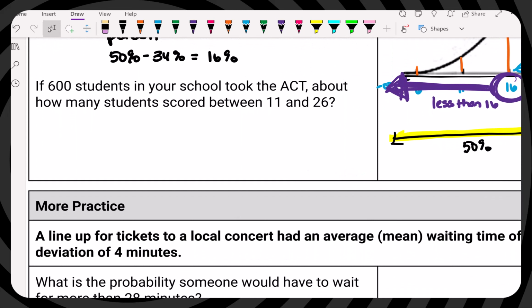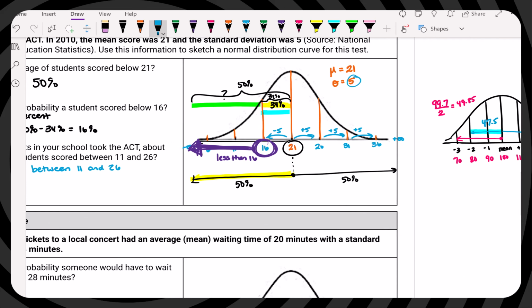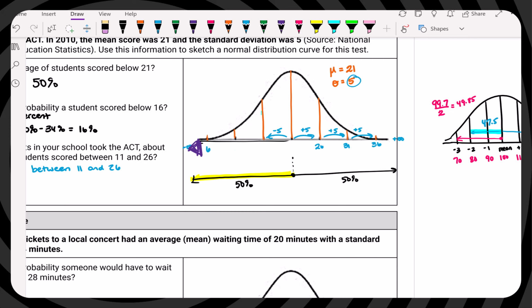So it says, if you've got 600 students in your school, great. If they took the ACT, how many students scored between 11 and 26? Well, you can't just directly answer that question. So what you're going to want to do is figure out the percent that's between 11 and 26. That's the first step. Okay. So we're going to go over here. I'm going to erase some of this stuff because it's really busy. Okay, that looks a little bit better.